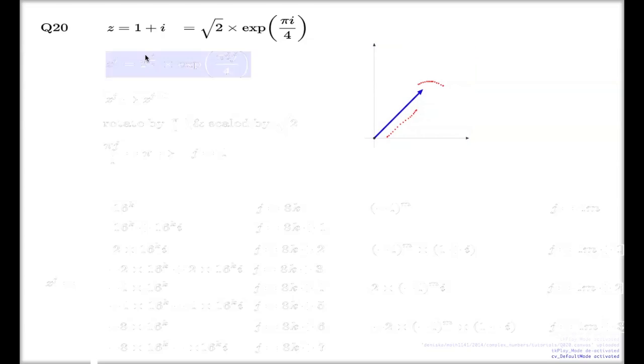That's the vector which represents this number. Here the x component, or real part, is 1, and the imaginary part is 1. Obviously the angle here is 45 degrees, or pi over 4. And the length of that number, by Pythagoras again, is root 2.